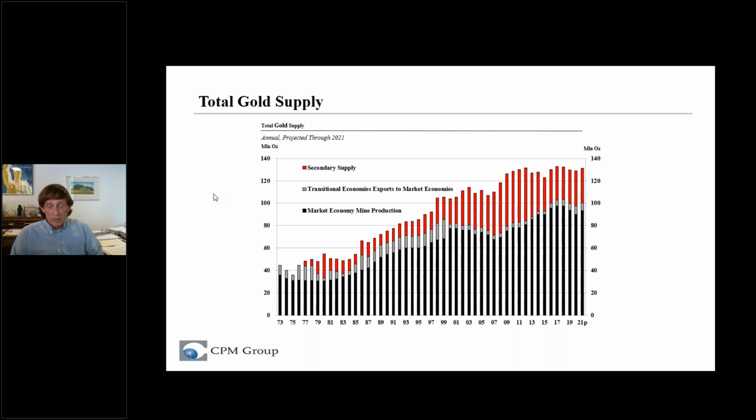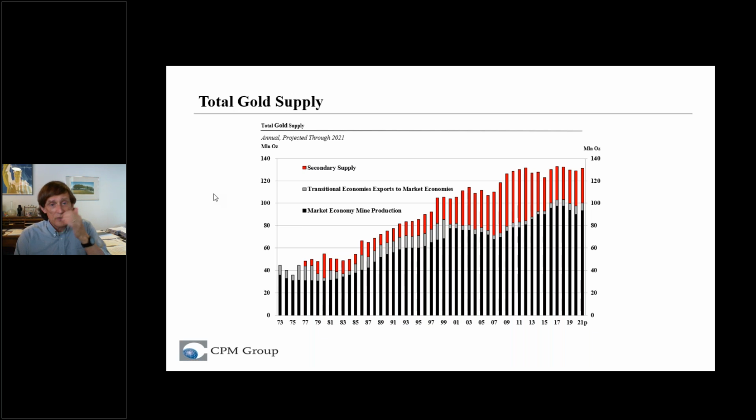China, for example. I think we still keep Russia as a separate because we don't have good data on Russian fabrication demand and secondary recovery. And if you just add mine production, but you don't look at the total national market account for gold, you're going to skew your global data. So we still exclude a few countries. And then the red part is secondary supply.